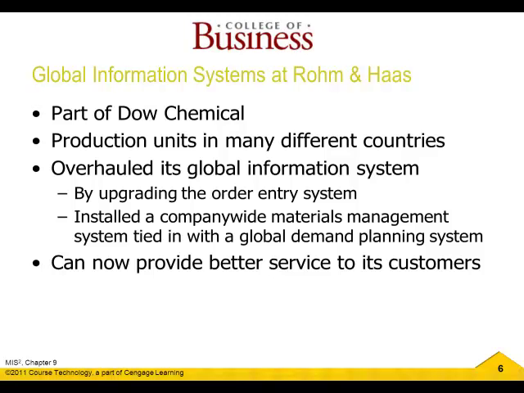An example of a company that has done a great job actually in creating its global information systems is Rohm and Haas. They are a part of Dow Chemical, and they had actually lots of different types of production and different divisions in many, many different countries. They overhauled their global information system primarily by upgrading their order entry system, and it added some huge efficiencies. They also were able to add a materials management module, which allowed them to manage their materials everywhere.